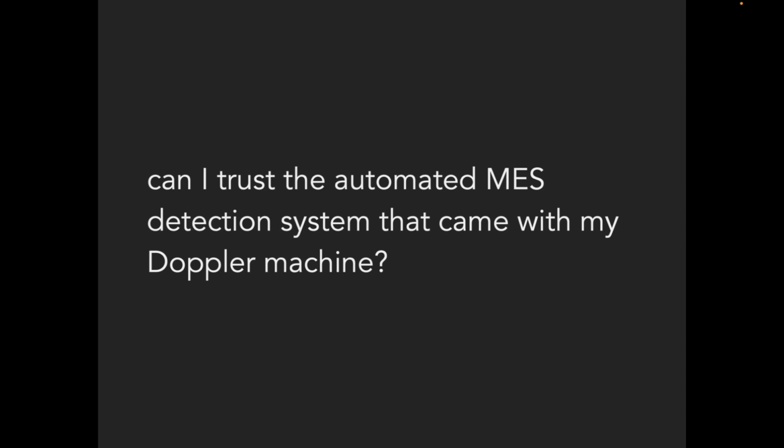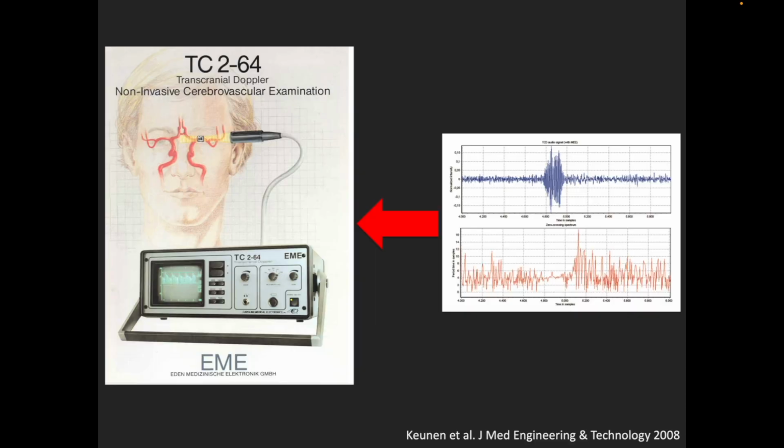Another important technical topic is the question whether a given automated microembolic signal detection system is working or not. This is an example of a microembolus signal detection system that runs on an external laptop and can be hooked up to almost any TCD machine. You can see the microembolic signal in the upper blue trace. The red signal below shows how the detection algorithm deals with this signal.